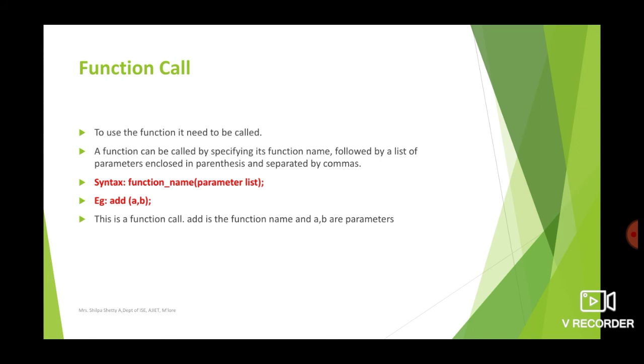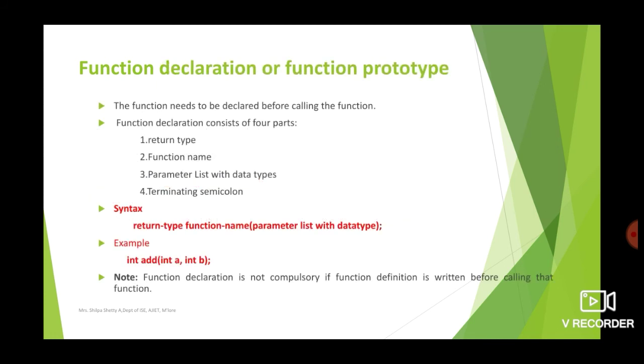So in order to invoke the add function, we need to write the name of the function, add, and the add function requires two parameters, a and b. So we write add(a, b). When we pass the parameters in the function call, we do not mention the data type, only the parameter name. So this is the function call: add is the function name, and a and b are the parameters here.